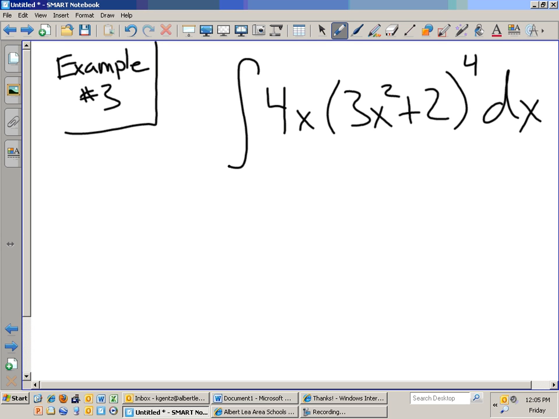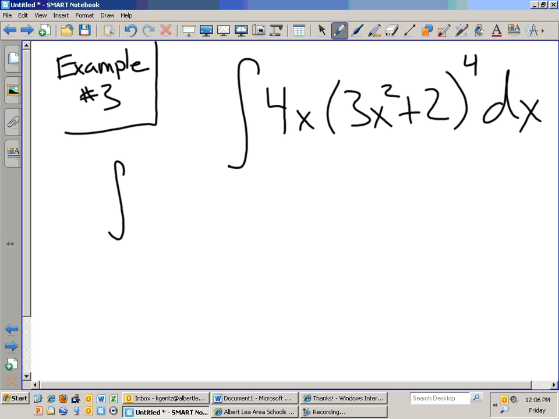Boys and girls, chain rule. No, chain rule is when we take the derivative. What we are doing is we are really reversing the chain rule. It is a reverse chain rule process, and so the first thing I'm going to encourage you to do is write it like this. This is the first thing I'm going to tell you to do.